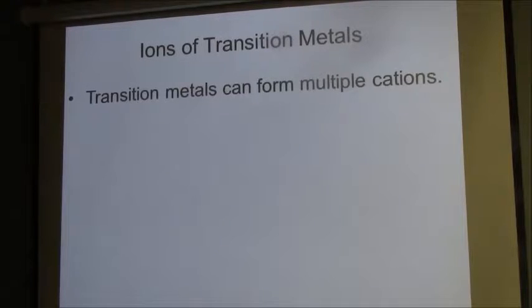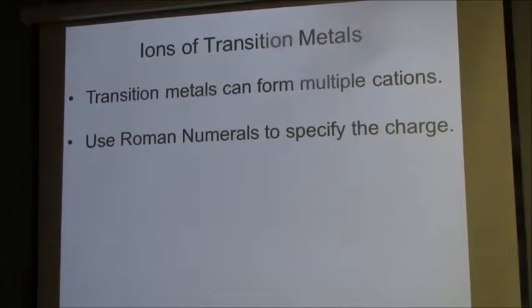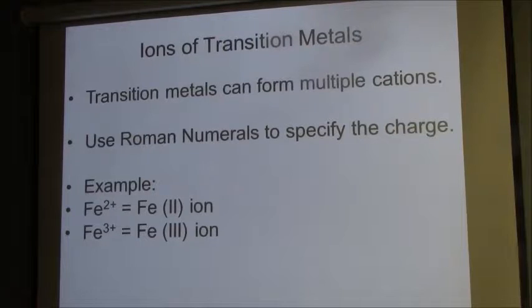And if it's a transition metal, I said we were skipping over them, transition metals can form multiple different cations. So for instance, iron can form iron 2 and iron 3. So you just use Roman numerals. This has a charge of +2, so we're going to call this iron 2. And this has a charge of +3, so we're going to call this iron 3.